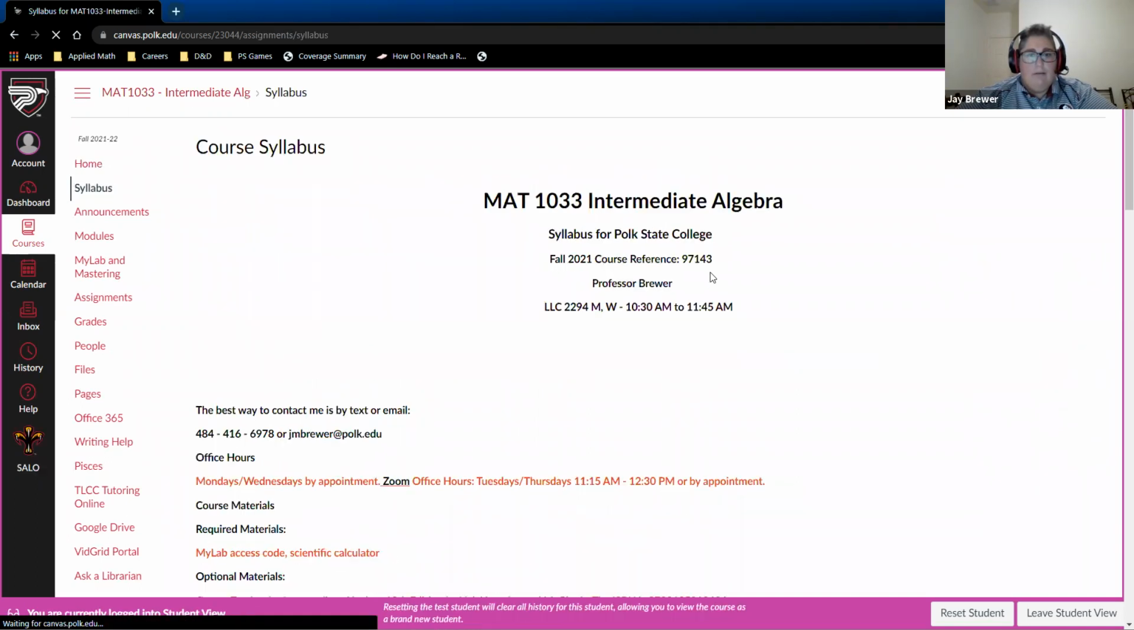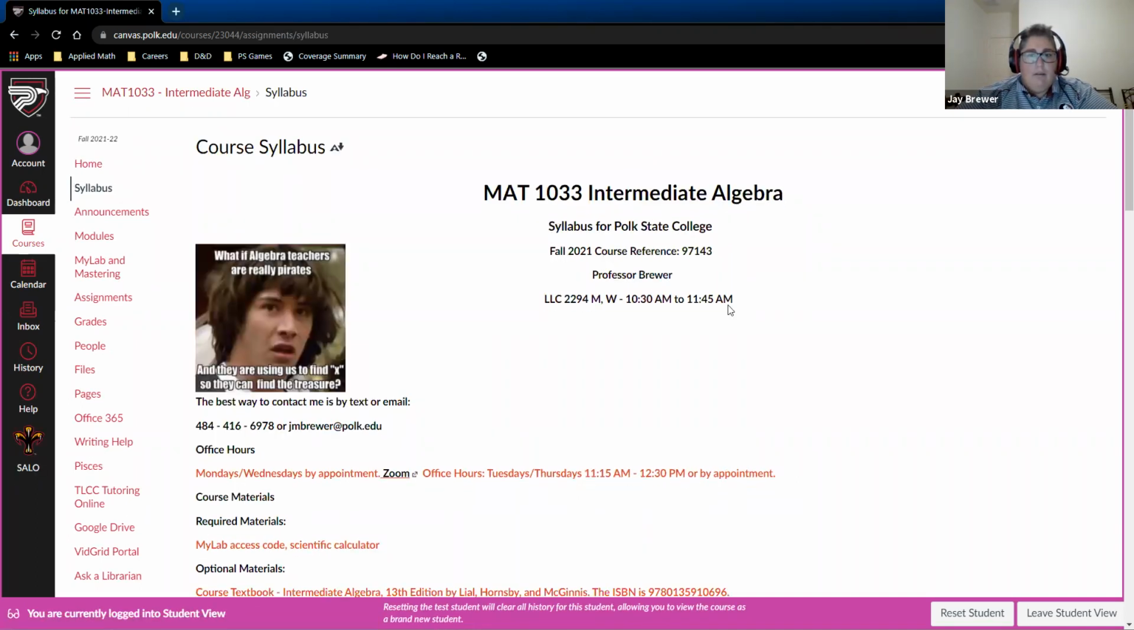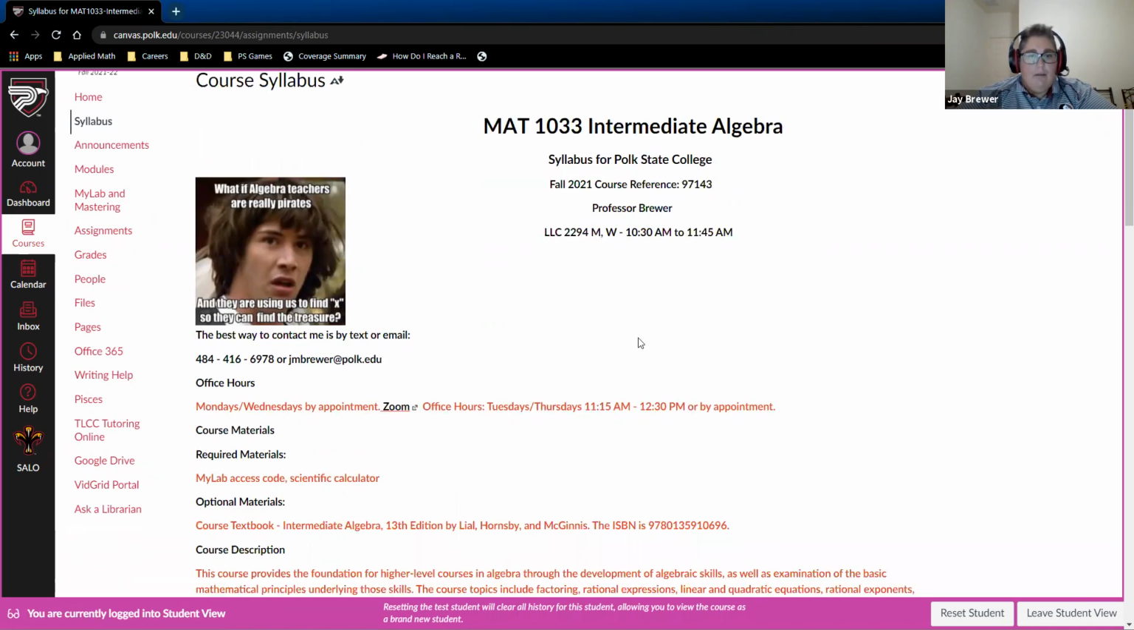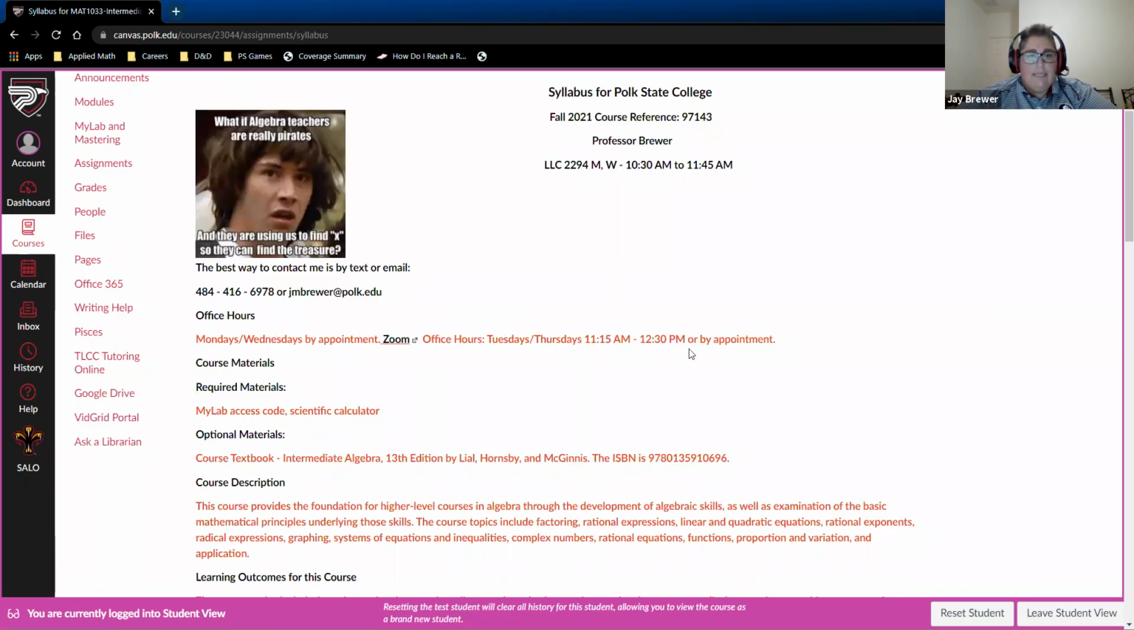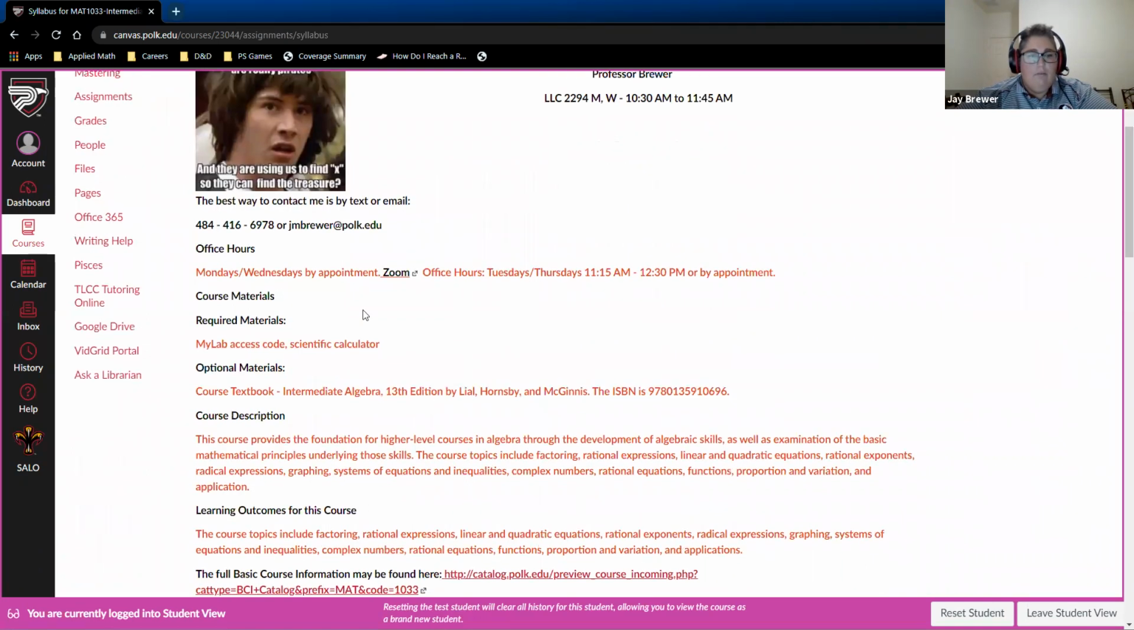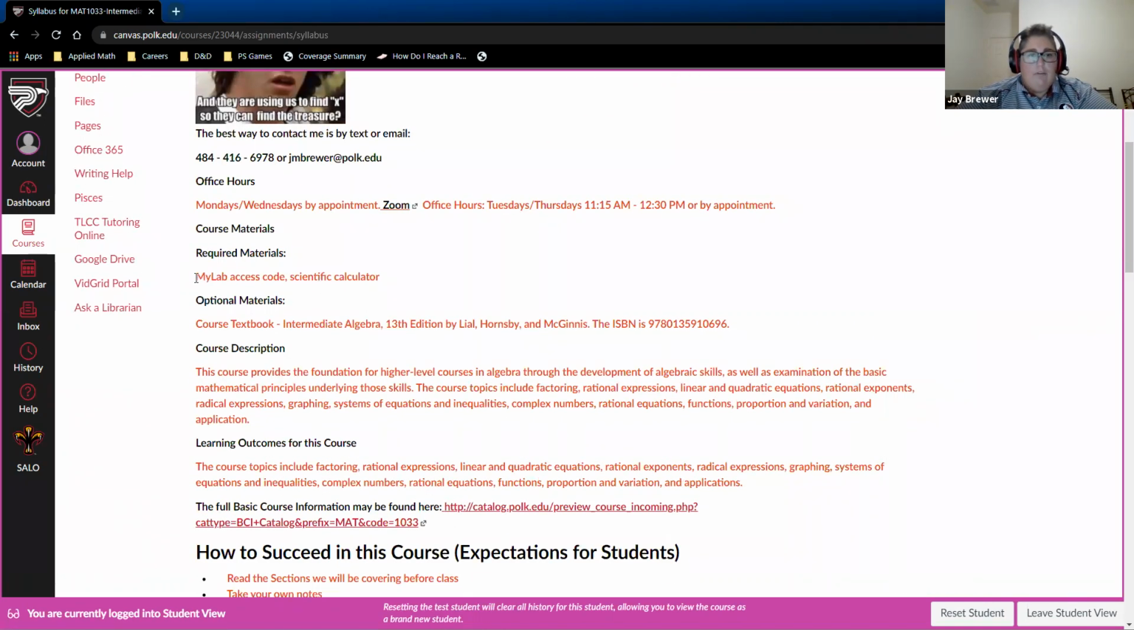Of course, if you come into your syllabus, here's where some of the information will change section to section. Office hours are the same. What you need for this course to be successful: the MyLab access code, that is something you will have to purchase either through the Polk bookstore, or you may choose to get it directly through Pearson. The choice is yours. I'm impartial.